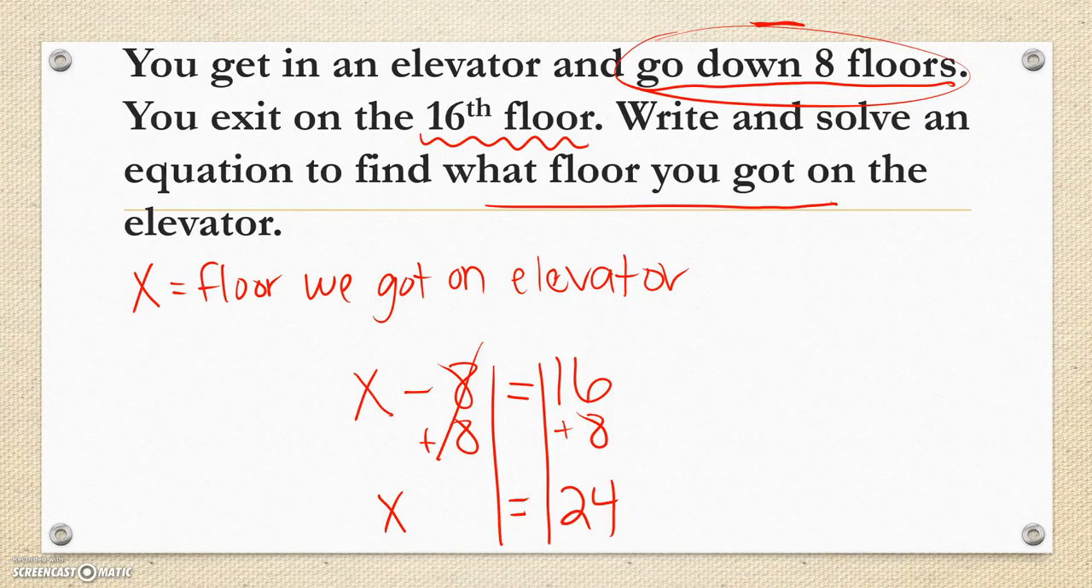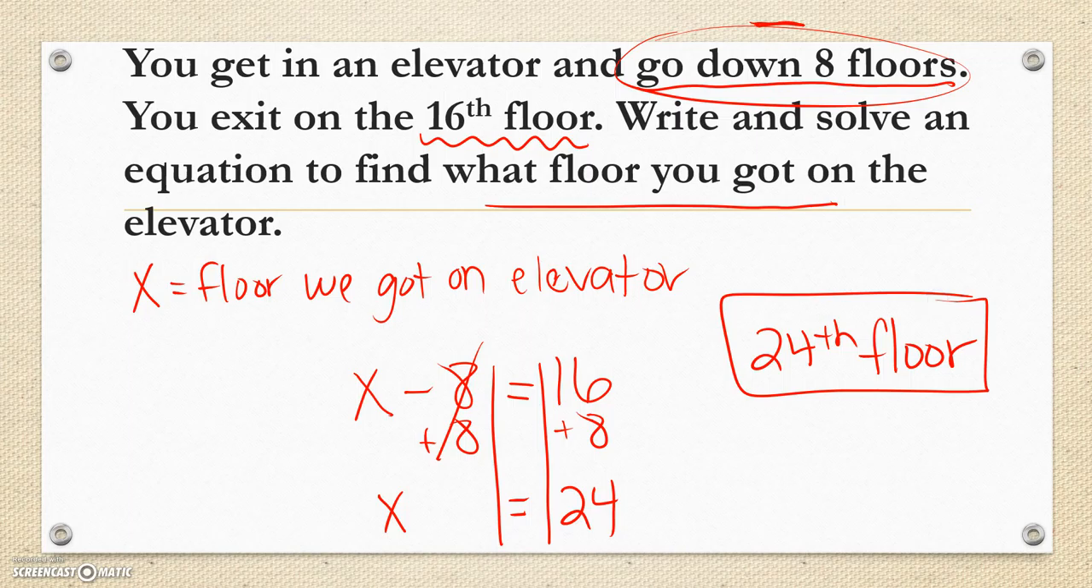So here, now we have to make sure we use the context of the problem. Remember, a word problem always needs a word answer. You need a label. So this x equals 24 means the 24th floor. That is the floor we actually got on the elevator before we went down 8 floors. And that's how you do our first word problem.